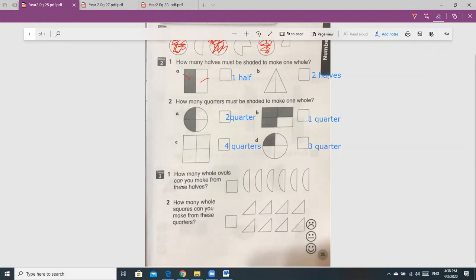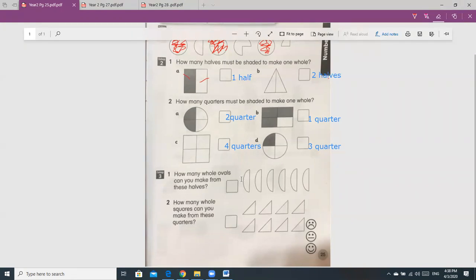Okay, here he asks, how many whole ovals can you make from this? I say, if it's half, how many halves do I need to make a whole? How many halves make a whole? 2 halves. 2 halves make 1 whole.